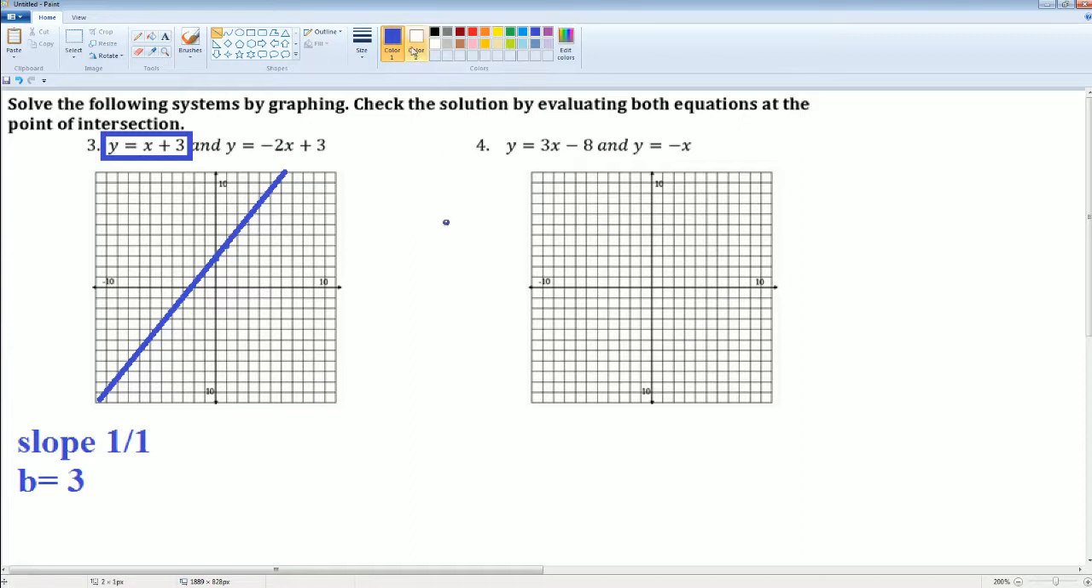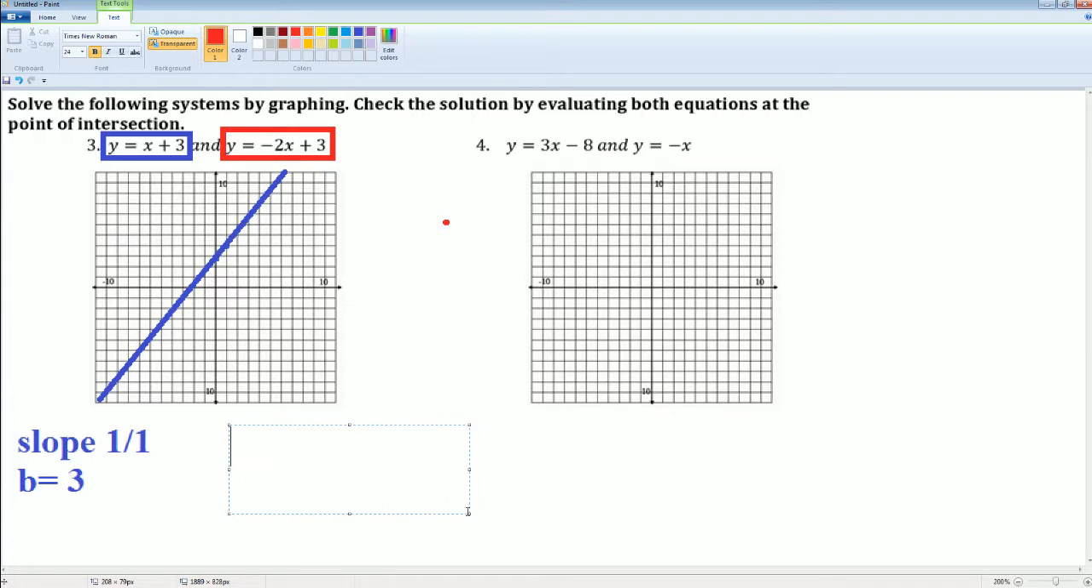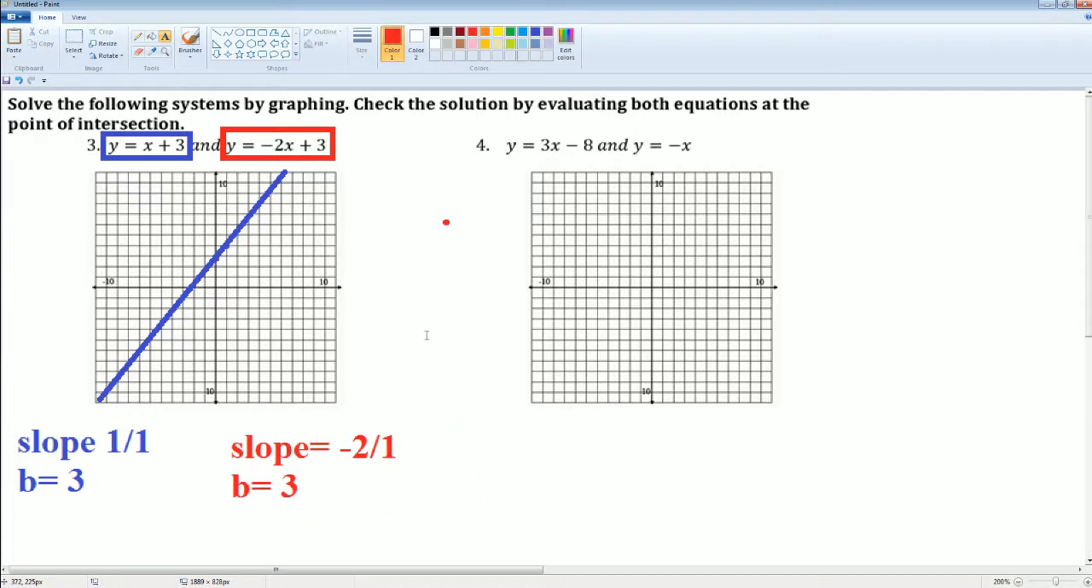Okay. Let's do the next one. This one looks like we have to find the slope, then the y-intercept. That's the only way we can graph. So for that one, what is the number in front of the x? That's going to give us the slope. The number in front of the x is the slope. So the slope here is negative 2 over 1. And the y-intercept, which is b, is equal to 3.